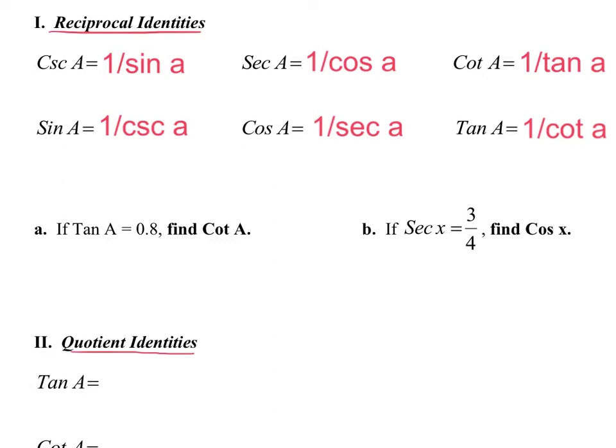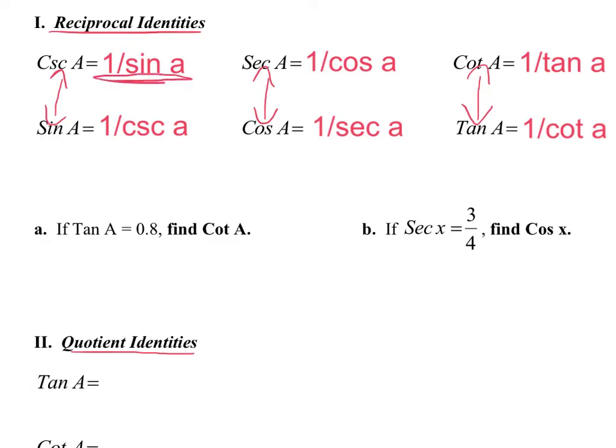The reciprocal identities, I already have these listed out, and I kind of have these paired up. I know cosecant and sine are reciprocals of each other, secant and cosine are reciprocals of each other, and cotangent and tangent are reciprocals of each other. So what reciprocal means is you can take any trig function and set it equal to 1 over its reciprocal trig function. So that's why I have 1 over sine.